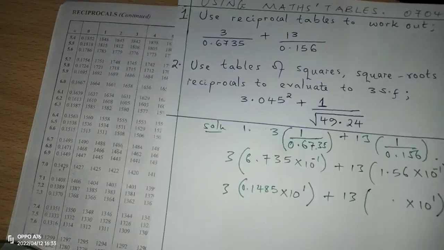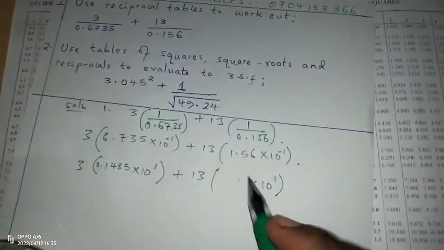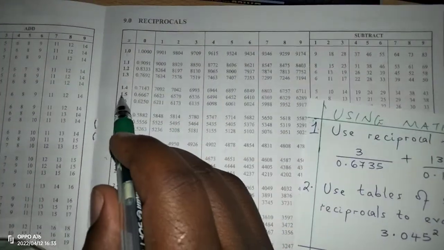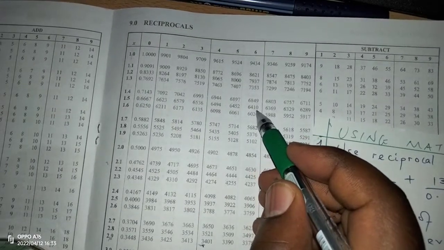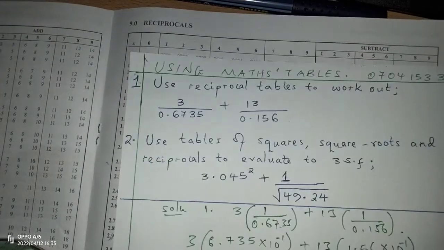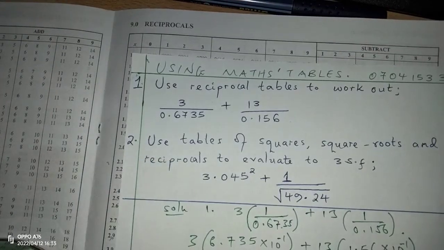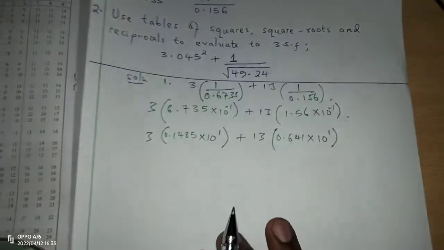Then we add 13 multiplied by the reciprocal of 1.56. So we are reading 1.5, then we look at 6. So we have 1.5, then at 6 we have 0.6410.